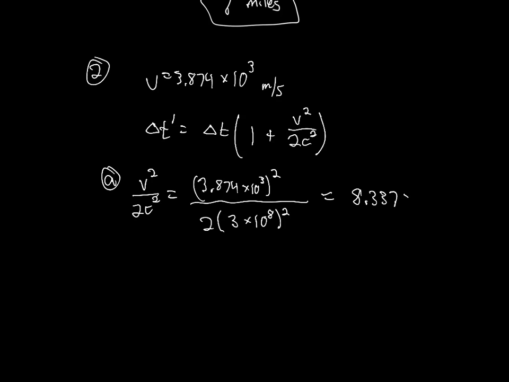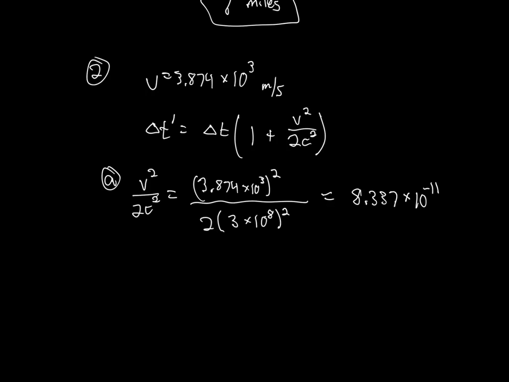Three, 337 times 10 to the negative 11. Anybody else get that one? Yeah. 8.337 times 10 to the negative 11. So you should keep doing that calculation. Make sure that you get that number so you know how to put this into a calculator.